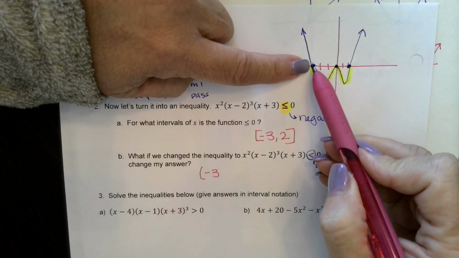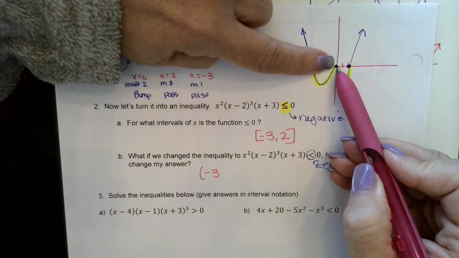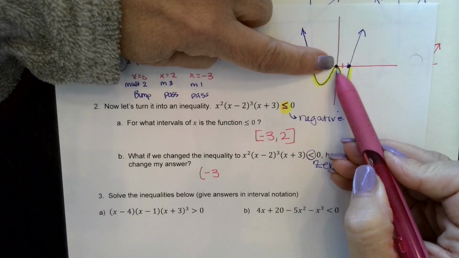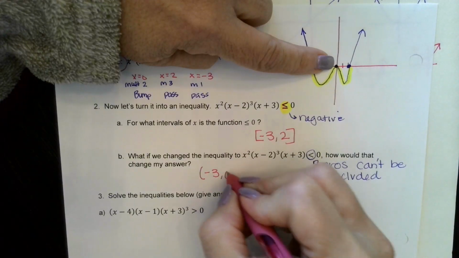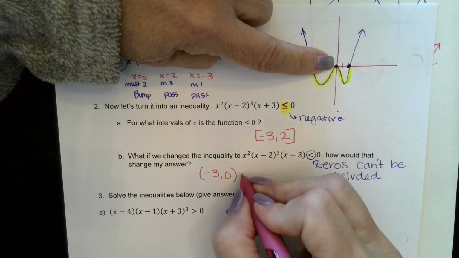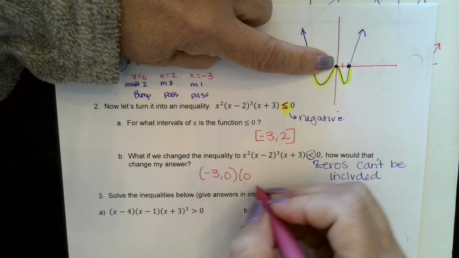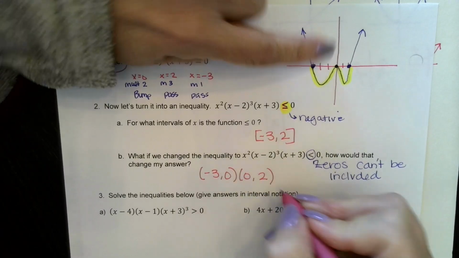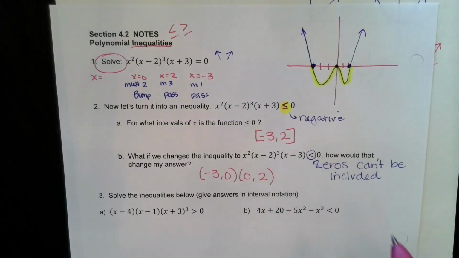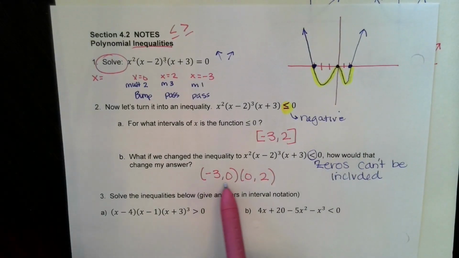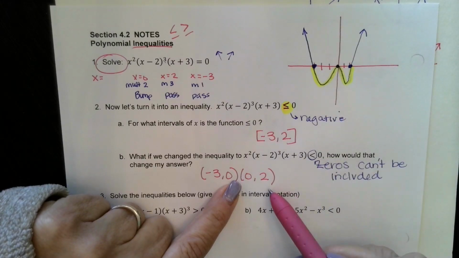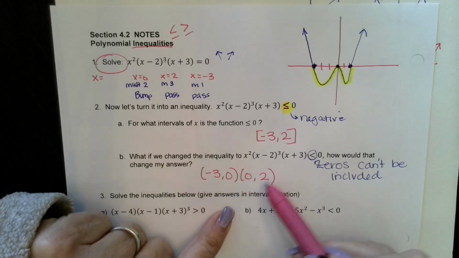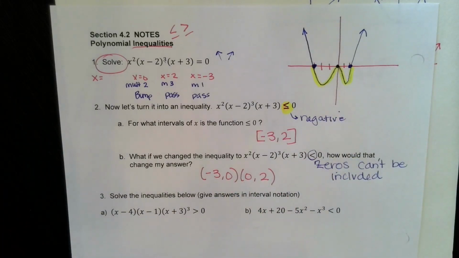So I start at negative 3. I'm going to get to this value at 0 right here, but 0 can't be included. So I have to end my interval, and then I have to start it again, and I'm going to go to 2. Okay, so I would have negative 3 to 0. 0 can't be included because it's not equal to 0, and then I have 0 to 2. And all of this would be this yellow value that's negative.